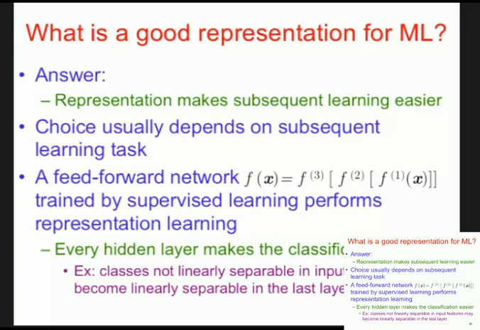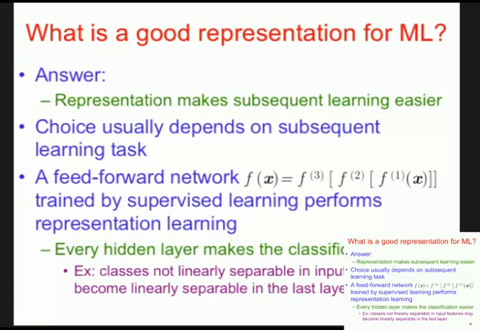So now let's ask some other broad questions. It is all about representation. So what is a good representation for machine learning? One answer is that representation makes subsequent learning easier. And the choice usually depends on the subsequent learning task.